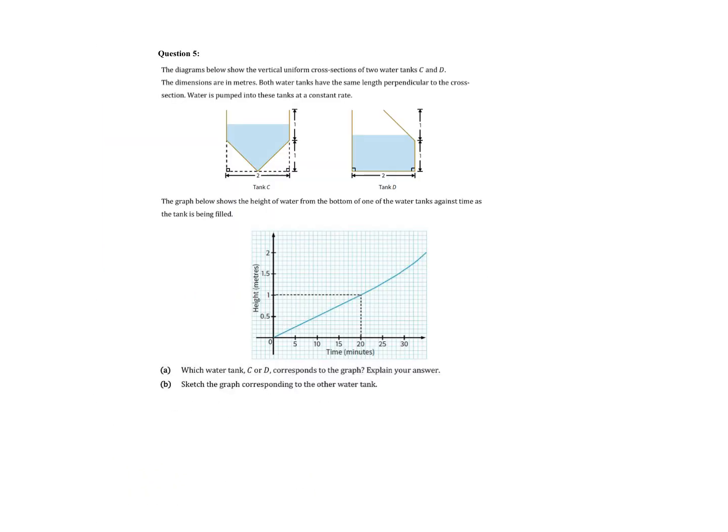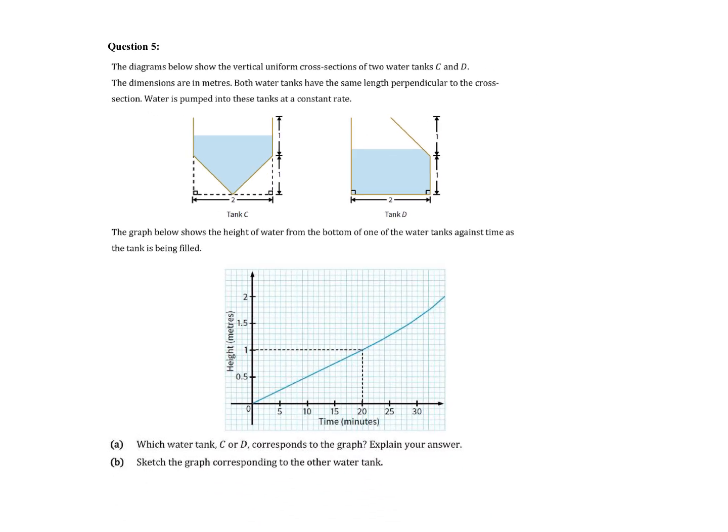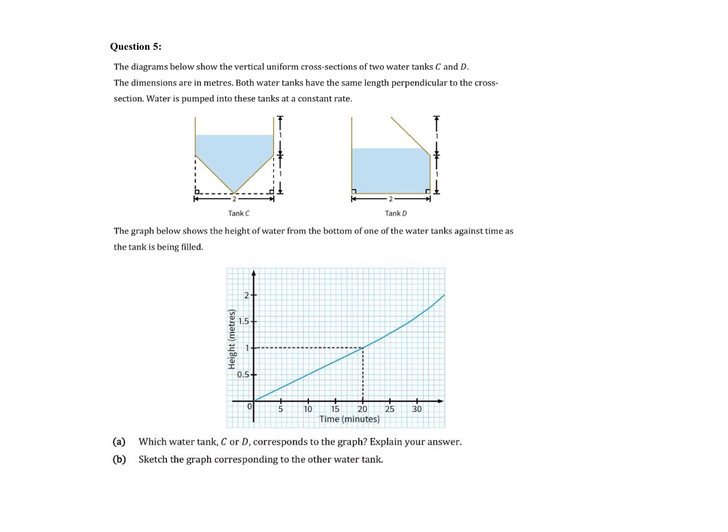Okay, next one. This one. It says the diagram shows the vertical uniform cross-section of 2 tanks, C and D. The dimensions are in meters. Both tanks have the same length, perpendicular to the cross-section. Water is pumped into the tank at a constant rate. The graph shows the height of the water from the bottom of one of the tanks against time. So which one do you think they are showing, Ken?